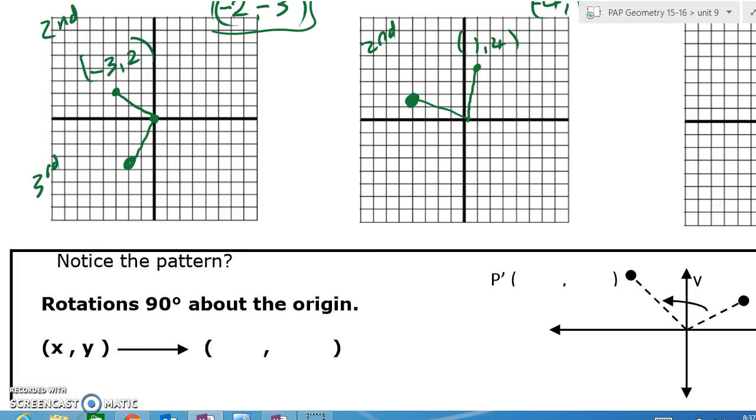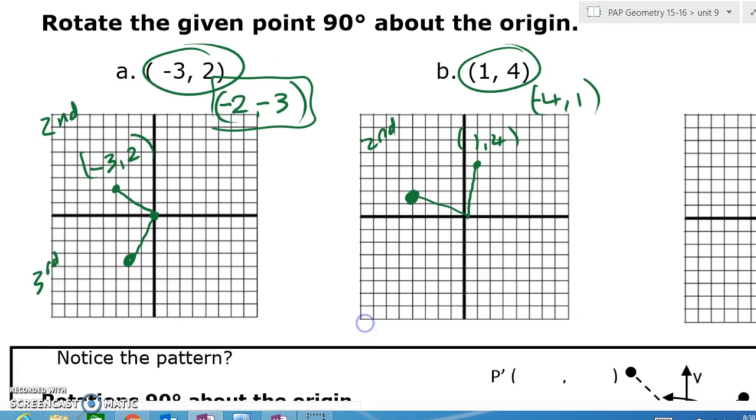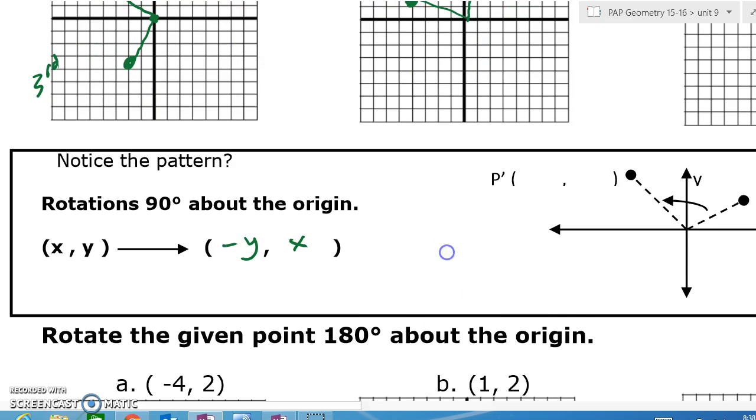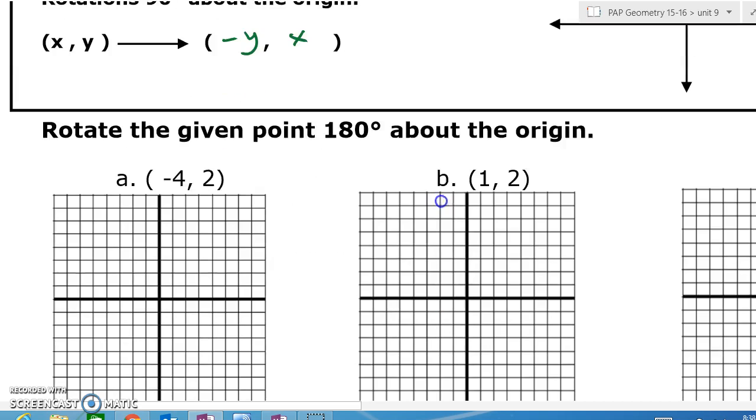So, what's a rule here? Well, let's just take a look at each of these examples. If you look at this right here, we flipped the x and the y, and the y became negative. So this would be negative y, x. That is the general rule for rotations 90 degrees about the origin.